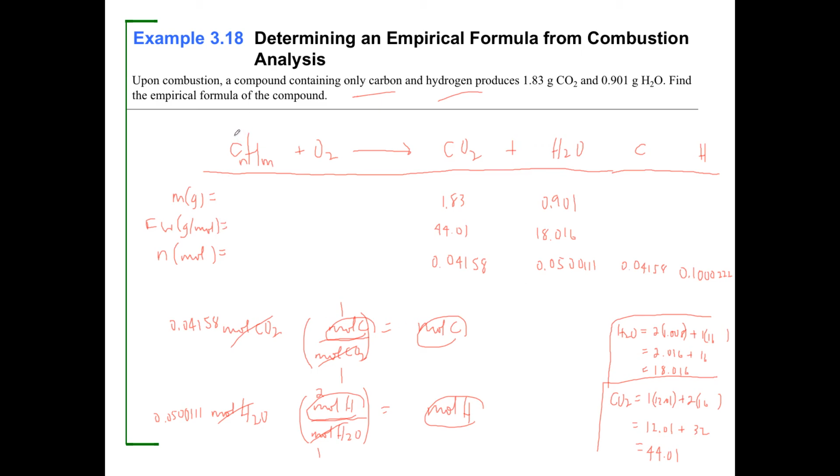All right. So now what we need to do is find the ratio of these. I've run out of space here, so I'm going to find another space in my paper.